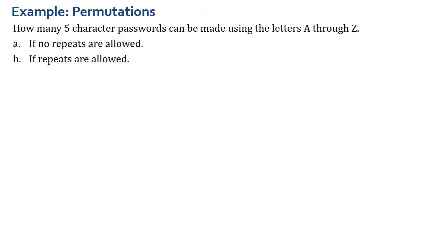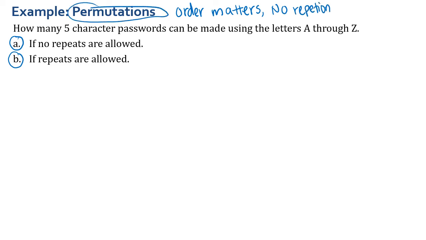All right, let's do another one. How many 5-character passwords can be made using the letters A through Z? First, if no repeats are allowed, and then second, if repeats are allowed. All right, so if no repeats are allowed, this means the order matters because it's a password, and there's no repetition. So this means I'm dealing with a permutation for letter A.